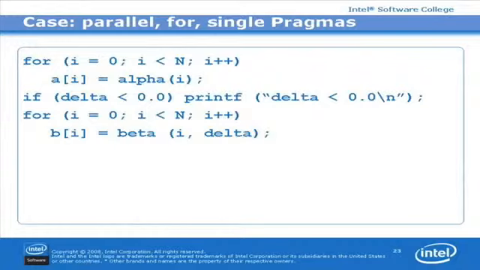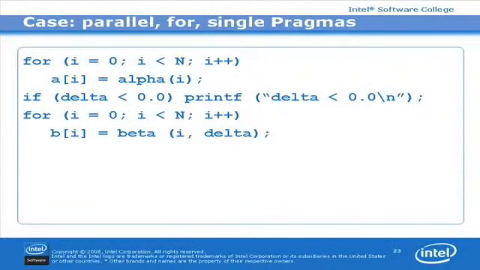In this case, we have two for loops. The first for loop calculates and assigns values to the array A, calling a function alpha. Next, we check a value delta to see if it's less than 0, and if it is, print out a message. And this is followed by the second for loop, which calculates and updates values in the vector b by the function beta. The iterations for each of the for loops appear to be independent of each other. Therefore, we should be able to make them run in parallel by using a pragma omp for.